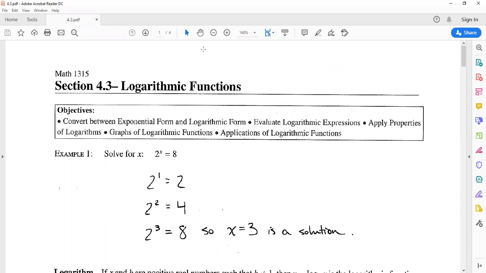Today we are going to meet a new kind of function. I think the last new type of function that we will meet this semester. And get ready, because these ones are a little bit awkward. These are called logarithmic functions.